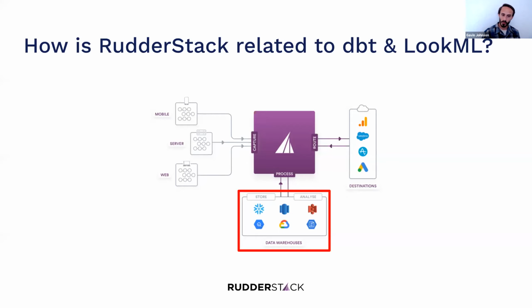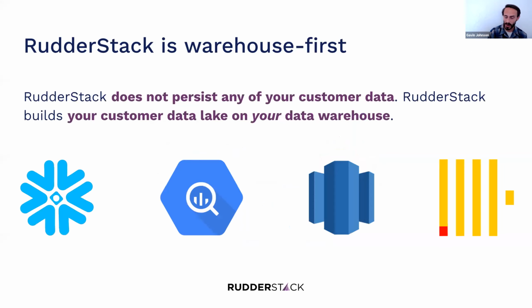So we do all of this, we connect all these tools, but we store all the data in your data warehouse. So you have access to it, which is perfect for DBT and perfect for LookML. And we're warehouse first. That's something I was driving to. Our architecture is warehouse first. We don't store your data. We don't persist it. And we build your customer data lake for you in your data warehouse. So you want to apply DBT and LookML to that customer data lake, and we're the ones that can help you build it very easily.